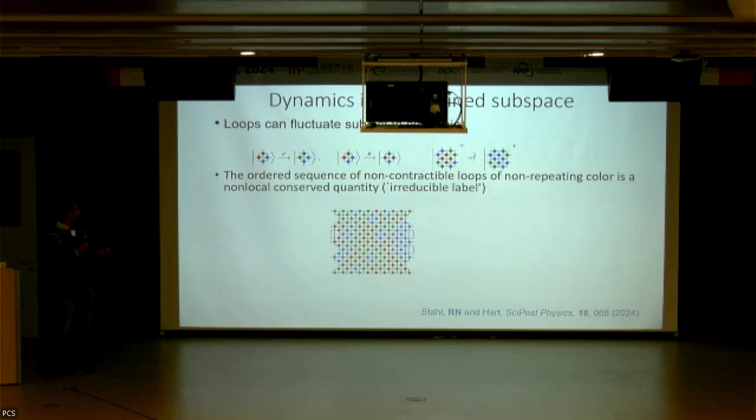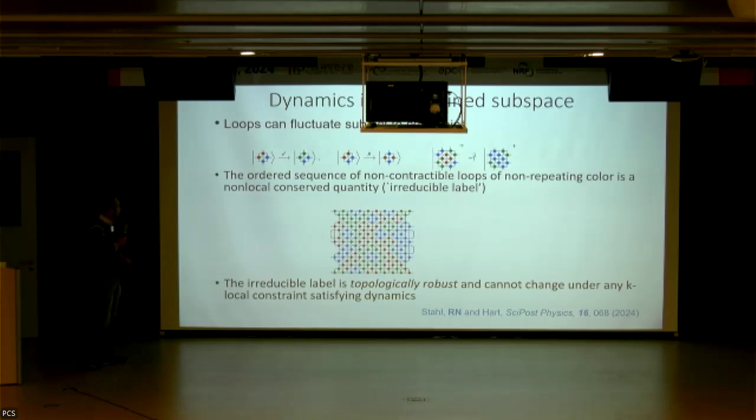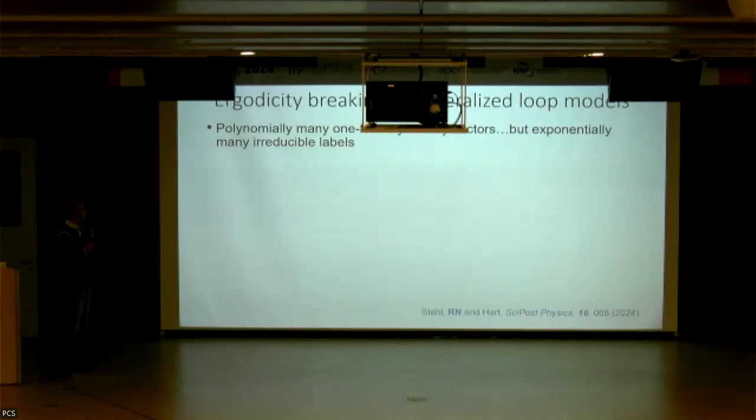Yeah? Because there's no way to change this word without either pushing one non-contractible loop through another or creating or destroying a non-contractible loop. And either of those things requires acting on order L degrees of freedom, and we can't do that at any finite order in perturbation theory. So now we have topological invariance of our dynamics. We still have these one-form symmetries, but now these topological invariants can't change under any local constraint-satisfying dynamics. And now if we just do some basic counting, there's polynomially many symmetry sectors. The number of possible one-form symmetry charges is polynomial in system size. But there's exponentially many topological invariants.